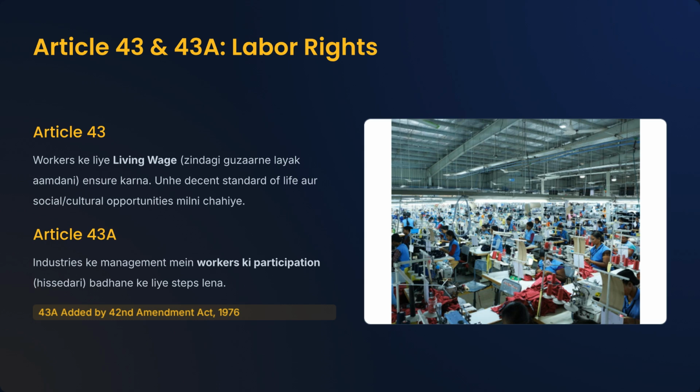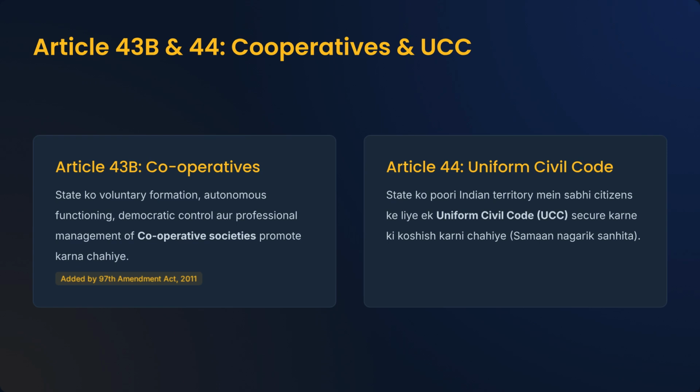Article 43A, added by the 42nd Amendment Act, 1976, focuses on increasing workers' participation in the management of industries. Articles 43B and 44 concern cooperatives and UCC. Article 43B, added by the 97th Amendment Act, 2011, promotes cooperative societies. Article 44 mandates the state to strive for a uniform civil code, UCC, for all citizens throughout India.